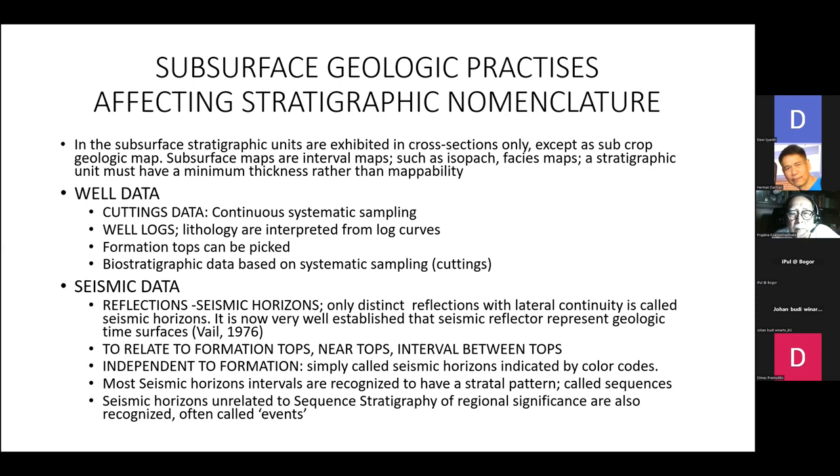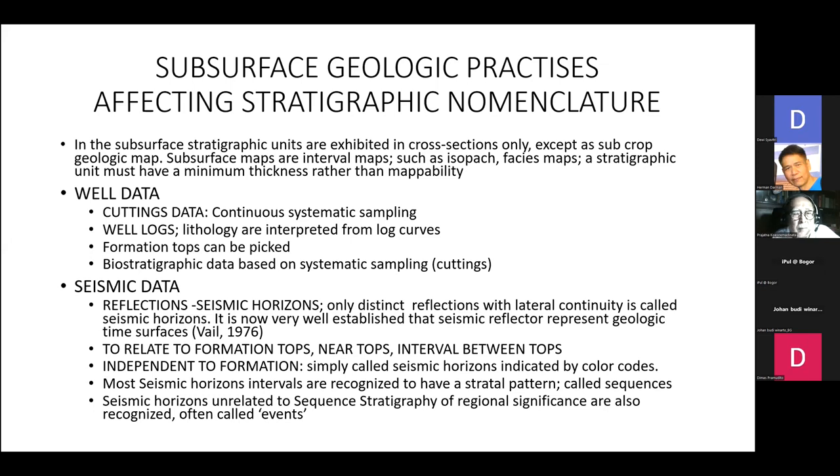in the oil industry. And then there are reflection seismic horizons. Only a distinct reflection with lateral continuity is called a seismic horizon. It's well established that seismic reflectors represent geologic time surfaces. Now, it is customary to relate them to formation tops, or the interval between tops. That was early, because you look for oil in a formation, but not in a stratigraphic horizon.